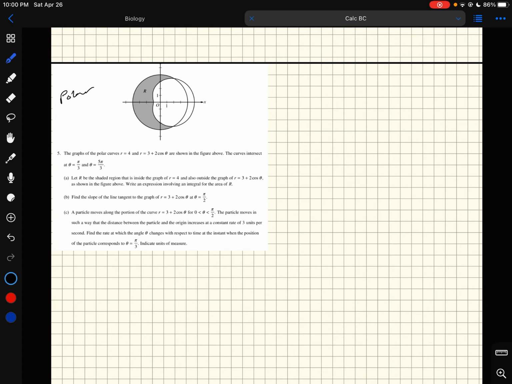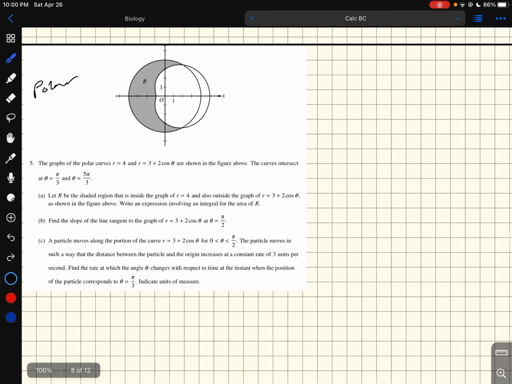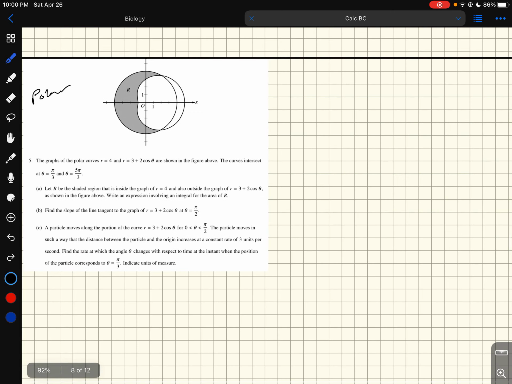So this problem we're going to talk about polar. This is number 5 of the 2018 FRQ. This is a polar question. What a polar question is, the units are, it has to do with turning around a circle rather than just x's and y's. So instead of x and y, the coordinates are actually r, being the radius, and theta, being the angle.